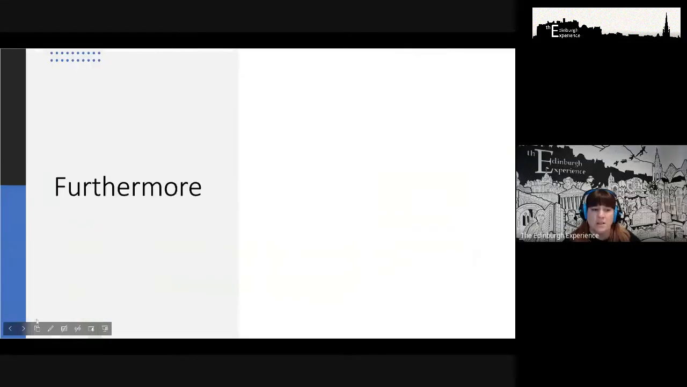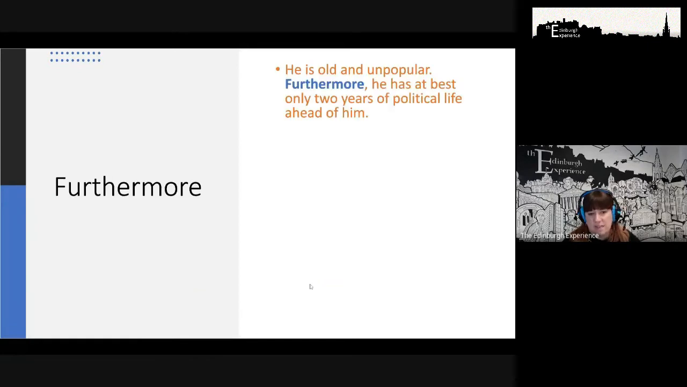So we're going to start, guys, with this word, furthermore. So here's an example sentence. He is old and unpopular. Furthermore, he has at best only 2 years of political life ahead of him. So we use furthermore to add things to your argument, okay? So it's a linker of addition.